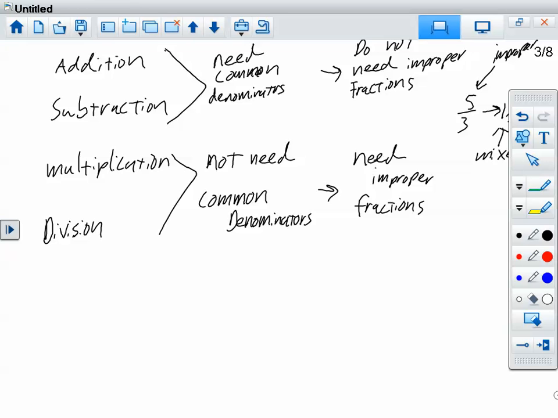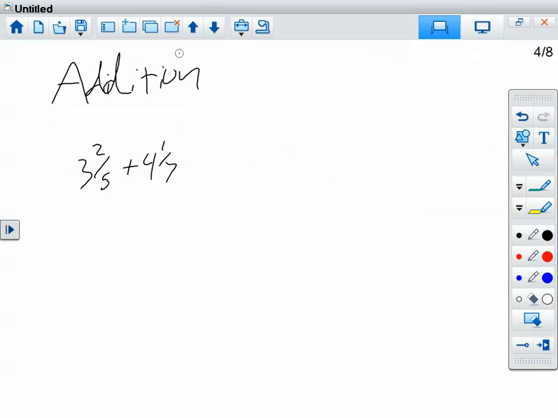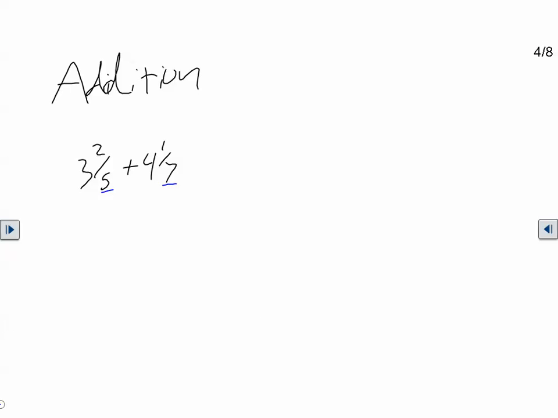Okay. So let's do some problems here. Addition. We are going to take 3 2/5 plus 4 1/7. And I want you to notice, first of all, that they're not common denominators, right? 5 and 7, not common. We need to make them common.